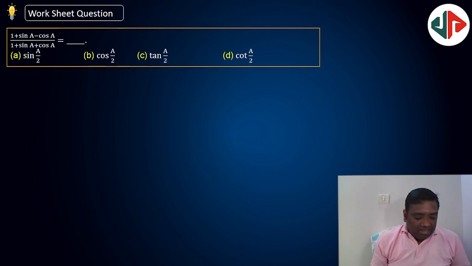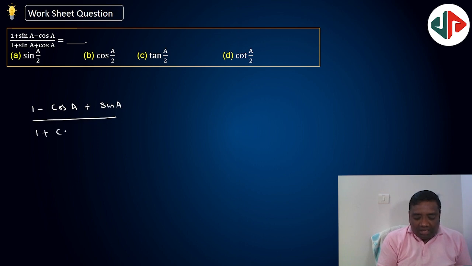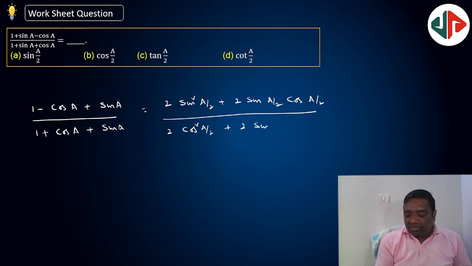See, next one is 1 plus sin A minus cos A by 1 plus sin A plus cos A. Same condition. Can we rewrite this value as 1 minus cos A plus sin A by 1 plus cos A plus sin A? 1 minus cos A means what is the value? 2 times sin square of A by 2. Sin A means 2 times sin of A by 2 cos of A by 2, by 1 plus cos A means 2 times cos square of A by 2. Sin A means 2 times sin of A by 2 cos of A by 2.